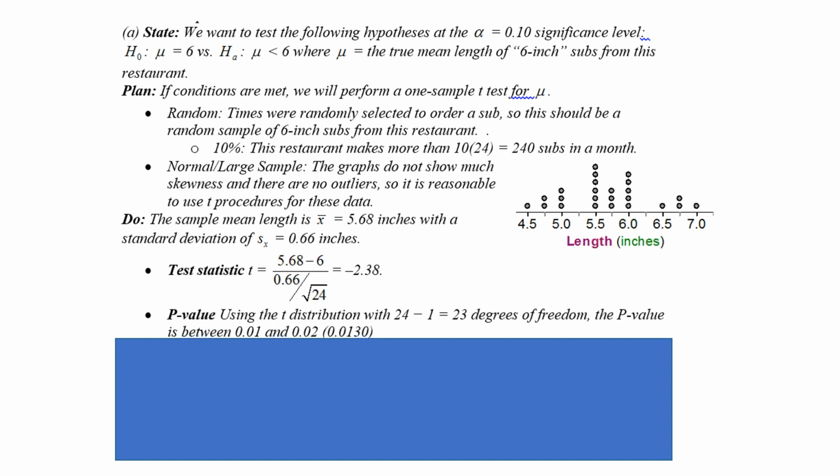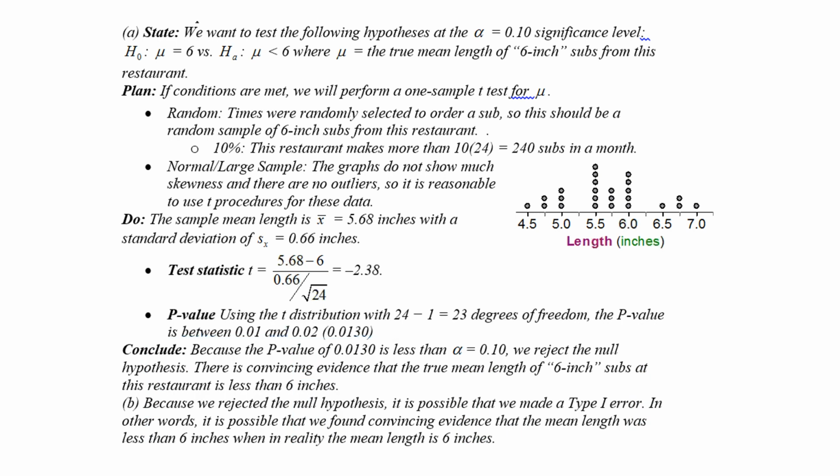Now we can conclude. Because the p-value of 0.0130 is less than our alpha of 0.1, we reject the null hypothesis. There is convincing evidence that the true mean length of 6-inch subs at this restaurant is less than 6 inches. Now, because we rejected the null hypothesis, it's possible that we made a type 1 error. So in other words, it's possible that we found convincing evidence that the mean length was less than 6 inches, when in reality the mean length is 6 inches.